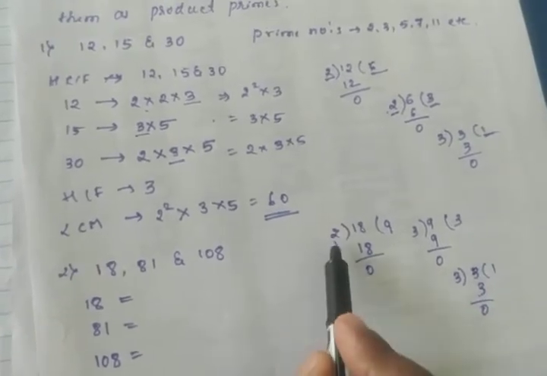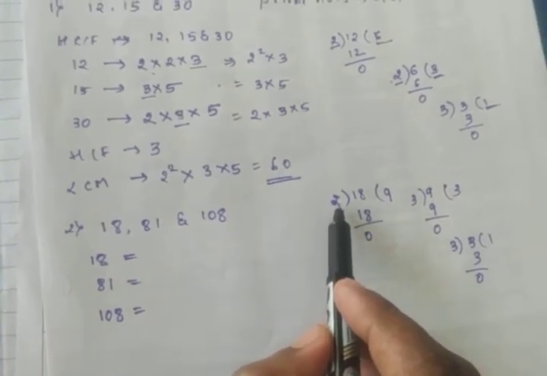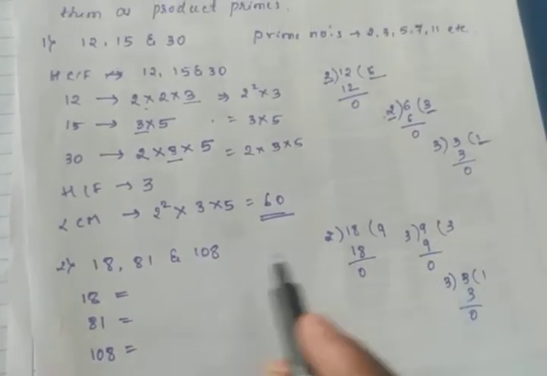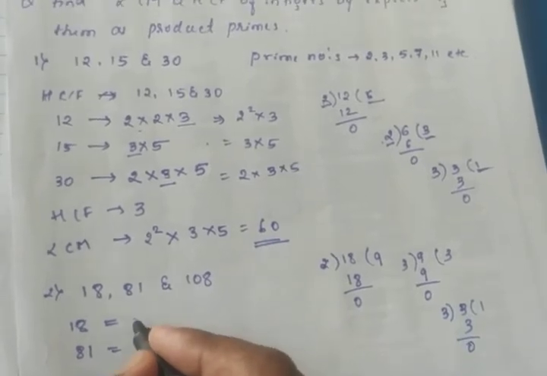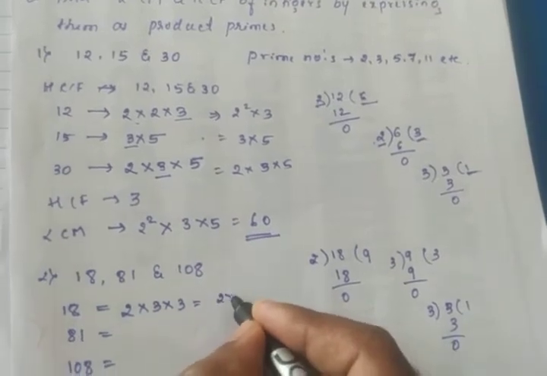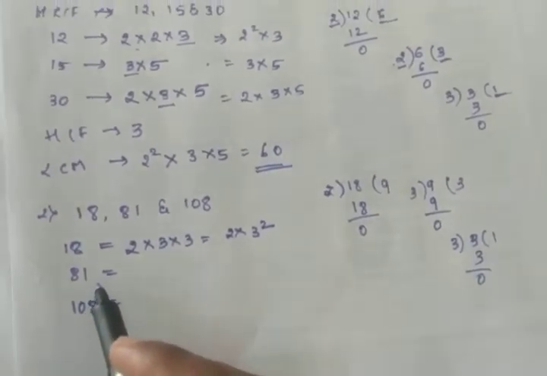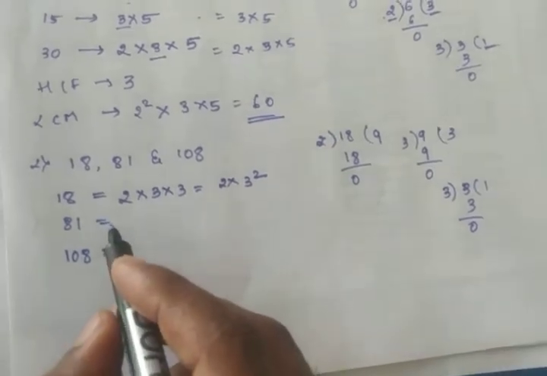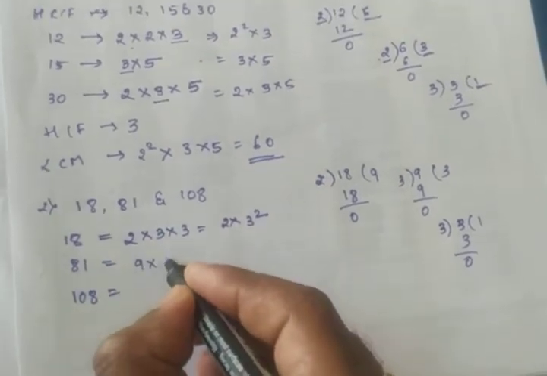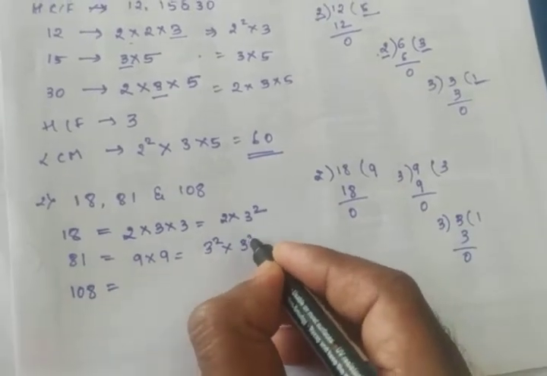So we can write the multiples. The product of prime factors is 2 into 3 into 3. We can write this as 2 into 3 square. So commonly we know 81 will come as a multiple, that is 9 into 9. That is 81. We can write this as 3 square into 3 square.